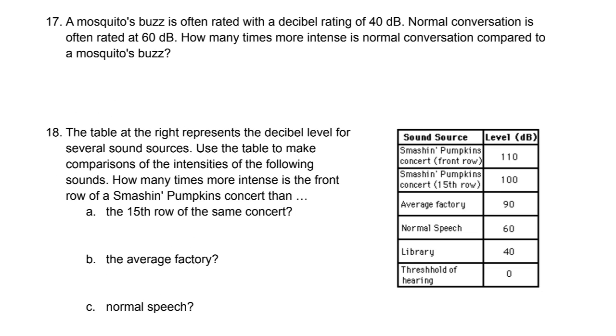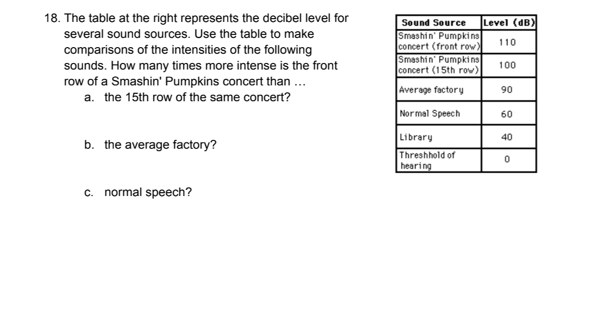All right, 17. A mosquito buzz is often rated with a decibel rating of 40 decibels. Normal conversation is often rated with 60 decibels. How many times more intense is a normal conversation compared to a mosquito's buzz? So every 10 decibels is 10 times louder. So 20 decibel change is 100 times louder. 30 decibel change is 1,000 times louder. So the difference between these two is 20 decibels. So that's 100 times louder.